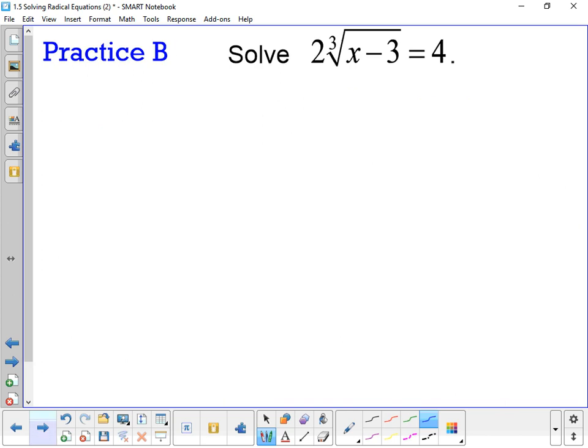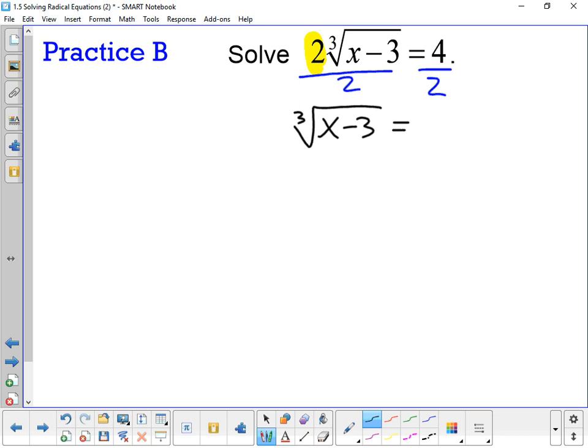All right, next one. Here's a lovely equation. I have 2 times the cube root of x minus 3 is equal to 4. If we're looking at this equation, you might notice that the way that it's different from prior equations is that it has a constant multiple of 2 in front of the cube root. So again, we want to get the cube root by itself. So our first step here is to divide by 2. So we have the cube root of x minus 3 is equal to, and over here 4 divided by 2 is 2.